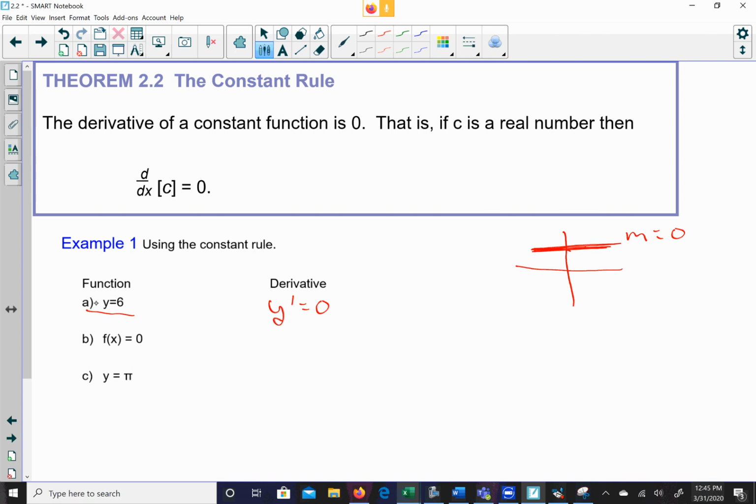I'm using the same notation, so if they give me y, I'm doing y prime. If they give me f of x, I'm doing f prime of x. And the derivative of 0, that's just a horizontal line at 0, so the slope is still going to be 0. And then y is equal to pi. Remember, pi is a number, 3.14. So that derivative is also going to be 0. When you're asked to find the derivative of a constant, it's asking for the slope, and the slope of any constant function is just going to be 0.